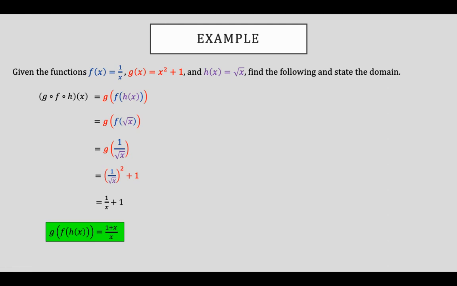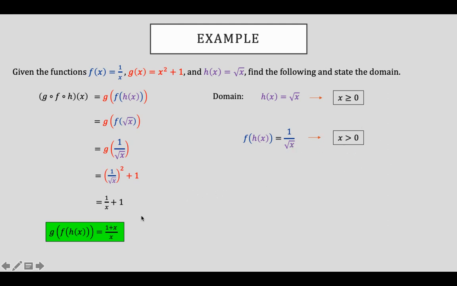All right, so the domain. As we said, we want to start with looking at the domain of the inside function first. Our innermost function is h of x. Well, we have a square root. We know that x must be greater than or equal to 0. Next, we need to look at the domain of the second innermost part. That's f of root x, or 1 over root x. Looking at the domain of f of h of x, 1 over root x, we know that x must be greater than or equal to 0, but because this is in the denominator, x cannot equal 0 either. This just means that x must be greater than 0.